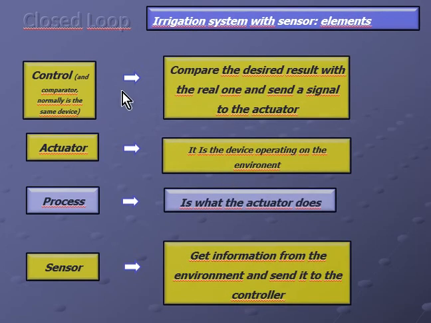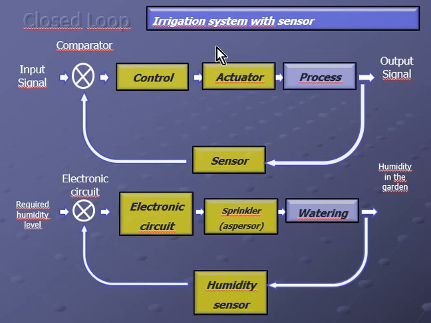In general, what the control system is doing is comparing the desired result with the real one. The actuator is performing what we want to do. The process is what is actually going on outside, and the sensor is getting information from the surroundings. You can compare the general scheme for a control system and the specific case for an irrigation system. You can compare every single element in both cases. The irrigation system is getting information and using this information to control the system.